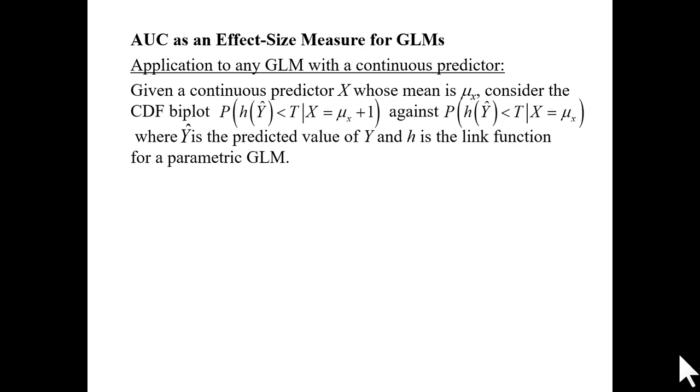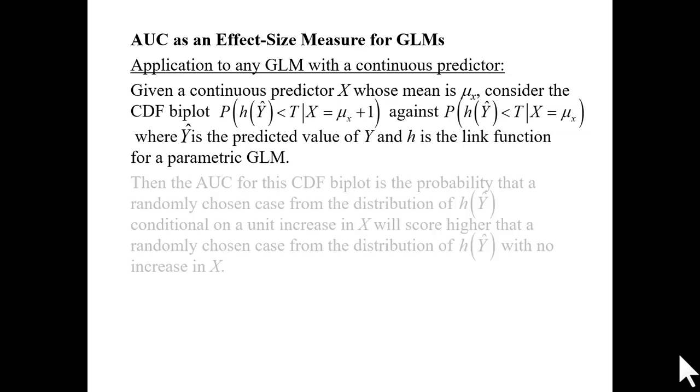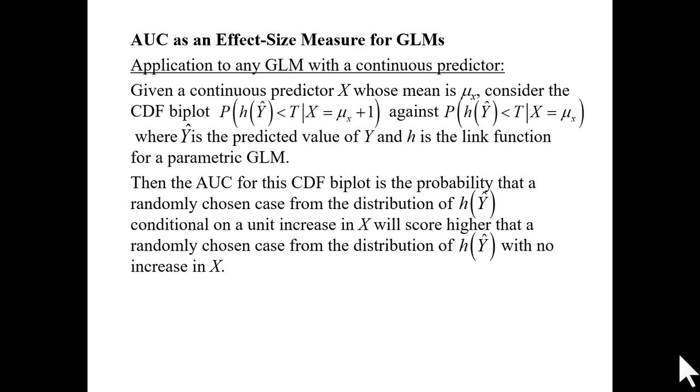So we can apply the AUC and ridit potentially to any GLM with a continuous predictor. So given a continuous predictor x, let's say whose mean is mu x, we consider the CDF biplot that has the probability that h of y, where h is the link function, is less than the threshold, given that x equals mu x plus 1, against the same conditional CDF where x is mu x. And so, as a consequence of that, the AUC for the CDF biplot is the probability that a randomly chosen case from the distribution of h of y, conditional on a unit increase in x, will score higher than a randomly chosen case from the distribution of h of y with no increase in x.